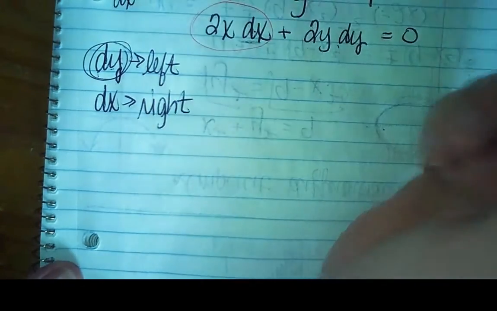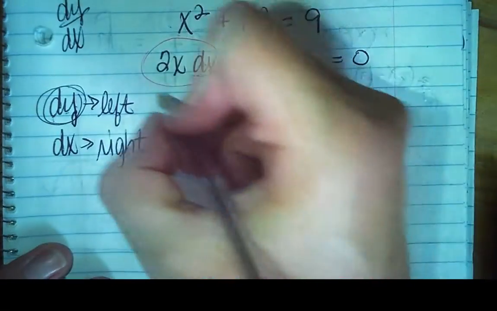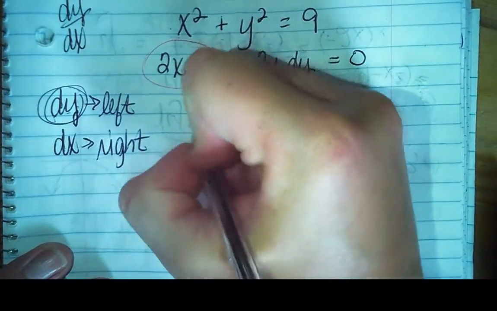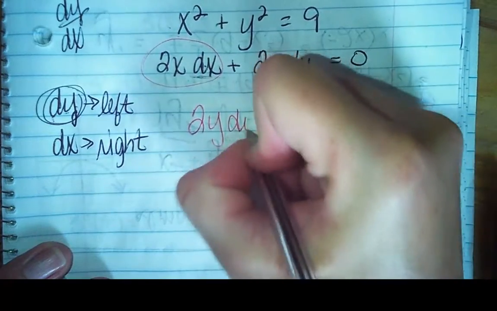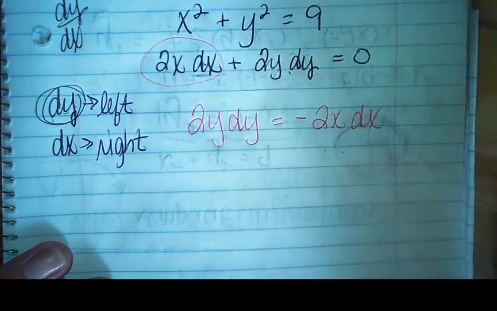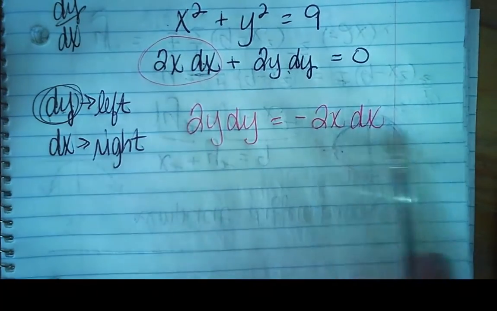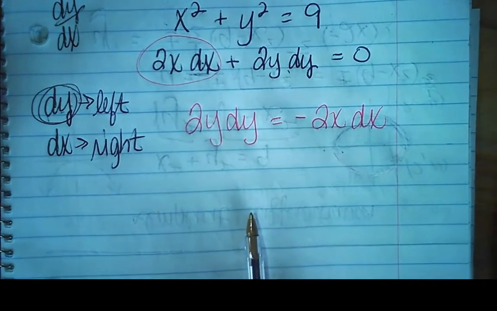So here's what I'm going to do. This has a dx, and he's on the wrong side, so I'm going to subtract him over to the right. So by subtracting him, I now have 2y dy equals negative 2x dx. So I've got my dy's on the left, I've got my dx's on the right.